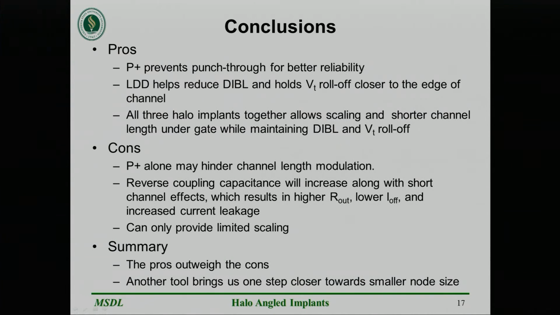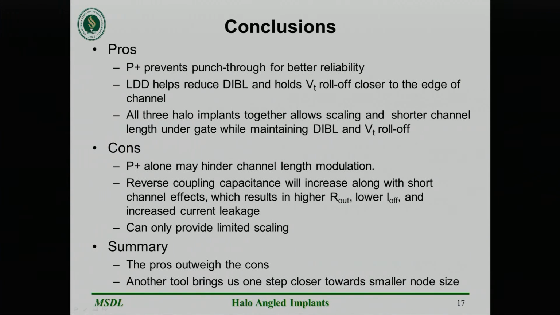In conclusion, there are pros and cons of using halo angled implants. The pros: for P+, it prevents punch-through and allows for better reliability. The LDD helps reduce DIBL and holds VT roll-off closer to the edge of the channel. All 3 implants together allow for smaller scaling and shorter channel length under the gate while maintaining DIBL and VT roll-off.